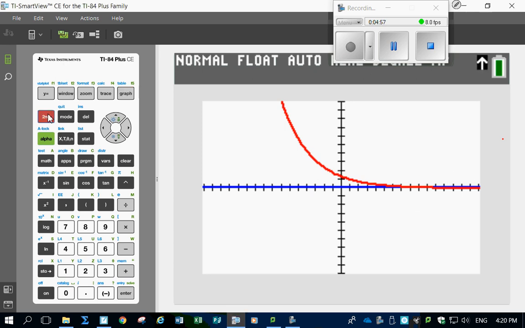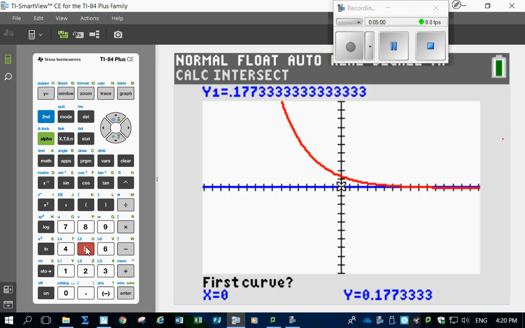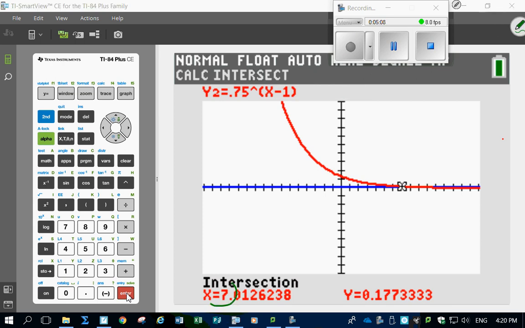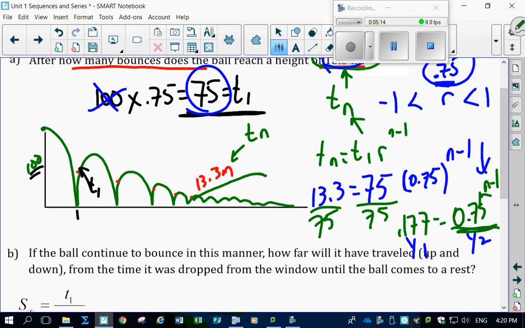Very easy to do. Second calc, find me the intersect, mouse it over there, get it a little closer, enter, enter, enter, and you'll find that this is actually at 7 bounces. So if you think about that now, you can go over here and say this term actually happens at T7. Now, if you don't believe me, well, just go out there and do this 7 times.